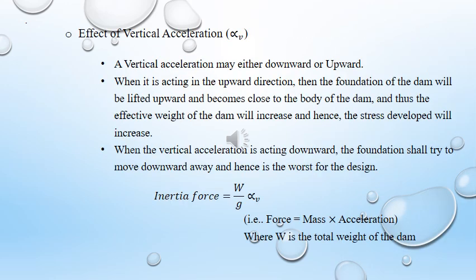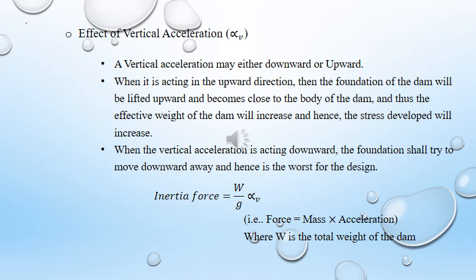So, the first is the effect of vertical acceleration. Vertical acceleration may act either downward or upward. When it is acting in the upward direction, the foundation of the dam will be lifted upward and become closer to the body of the dam, and thus the effective weight of the dam will increase, and hence the stresses developed will be increased.